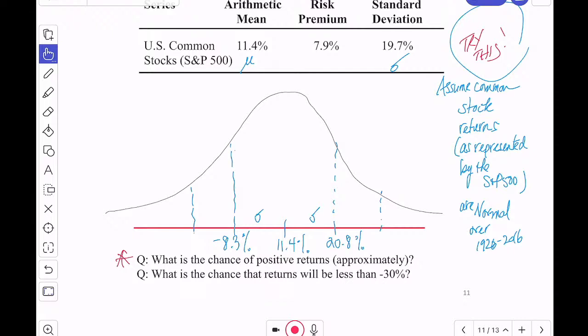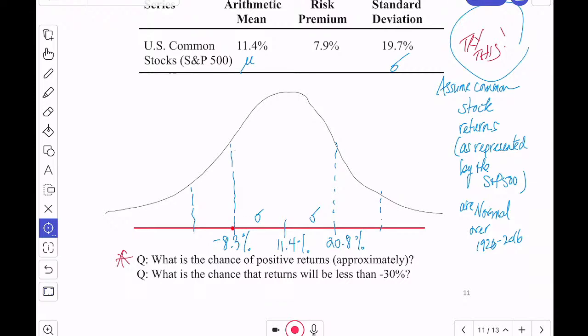What do you remember about the normal distribution? You're not allowed to forget anything I teach you. You remember that 68% of the observations are within one standard deviation of the mean. So that means this way or this way. So this is 68%.